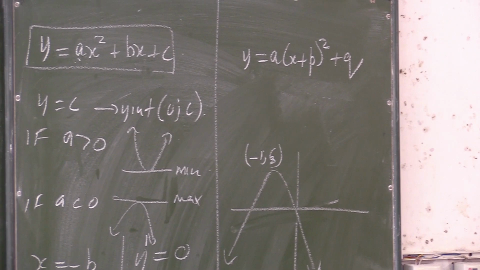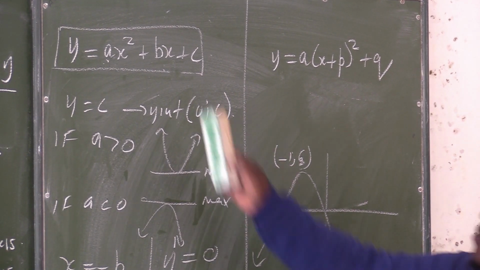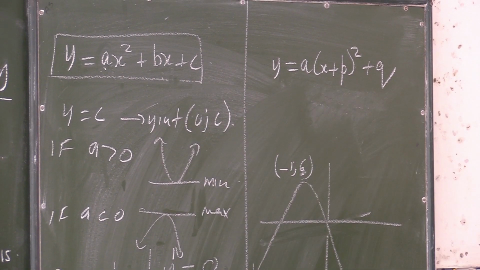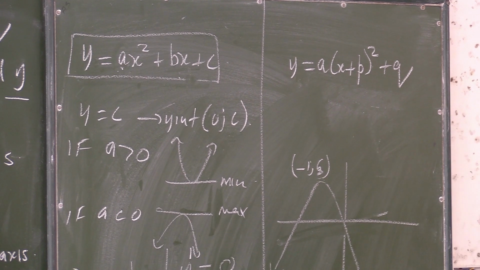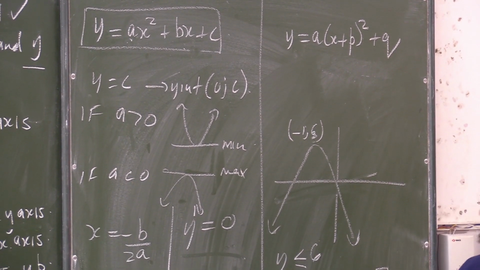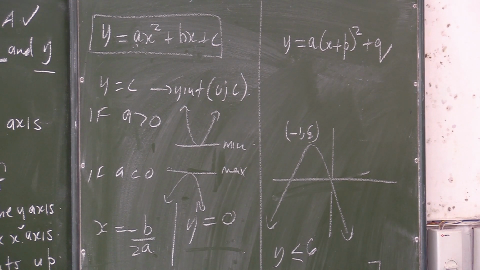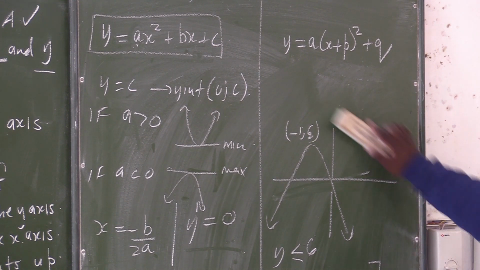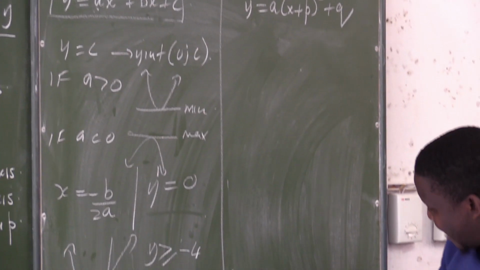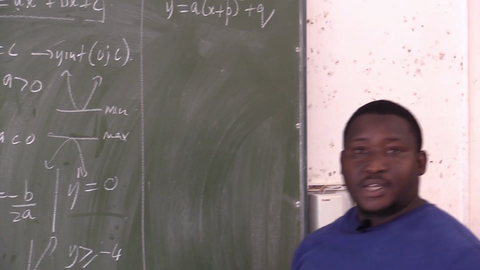Now, this form is different. How you move from this form to this form is by completing the square, which I will not touch now. But you must be able to move from this form to this form by completing the square. Now, let's discuss it, looking at this graph.